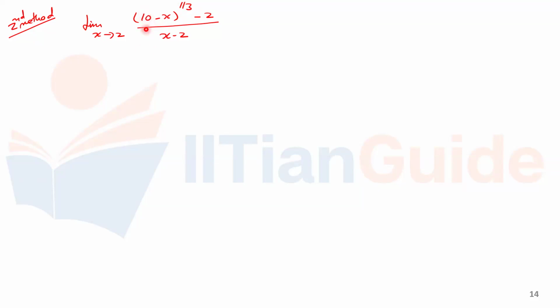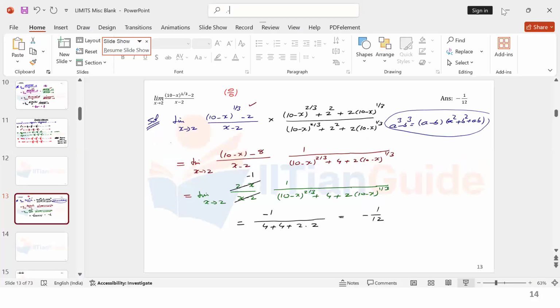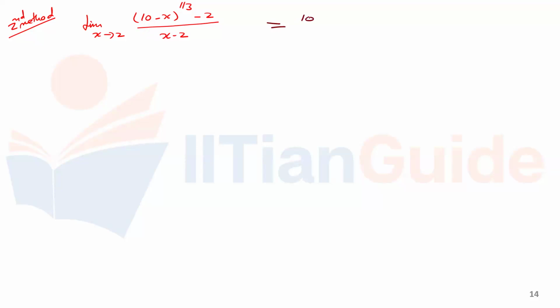So I have two methods. I can take 10 common. In the numerator I will get 1 minus x by 10 whole power 1 by 3, minus 2, divided by x minus 2. I can write it this way, there is nothing wrong. But if I use the binomial expansion, it's going to be a difficult one. I will get 1 minus x upon 10 into 1 by 3, after that 1 by 3 into 1 by 3 minus 1 upon x by 10, and so on, and nothing will get cancelled. So this is not going to work. However, whatever we have written is correct. So I cannot get a result for that reason.